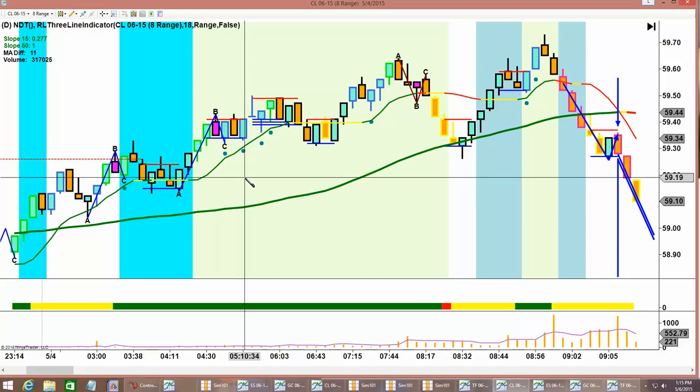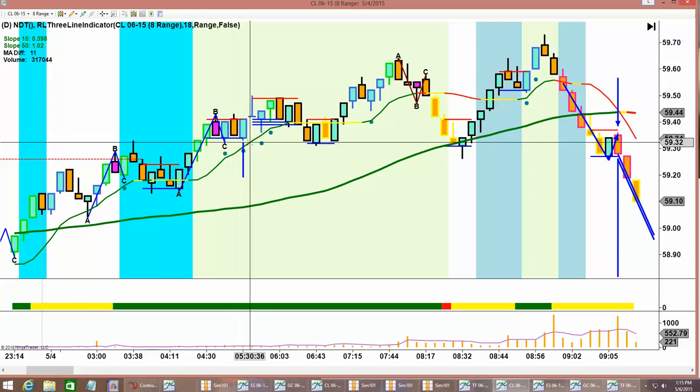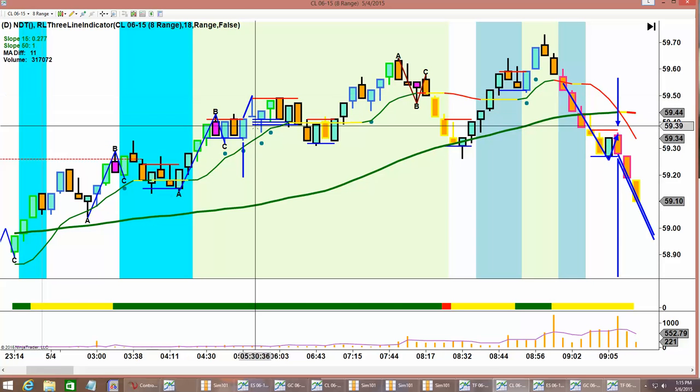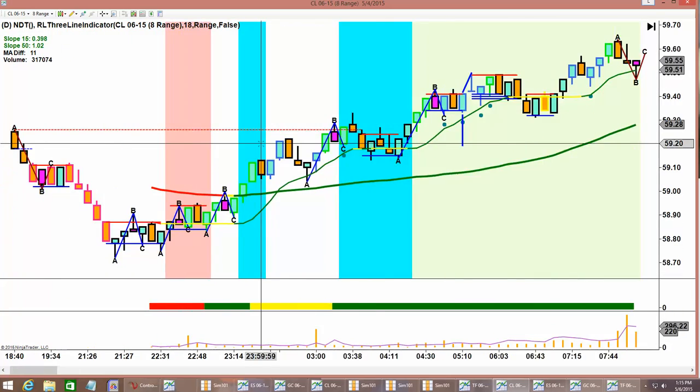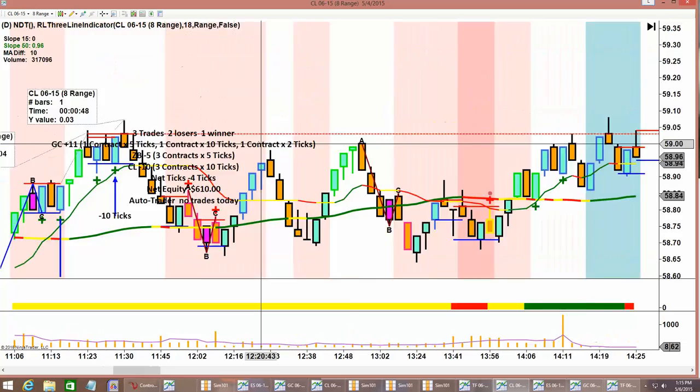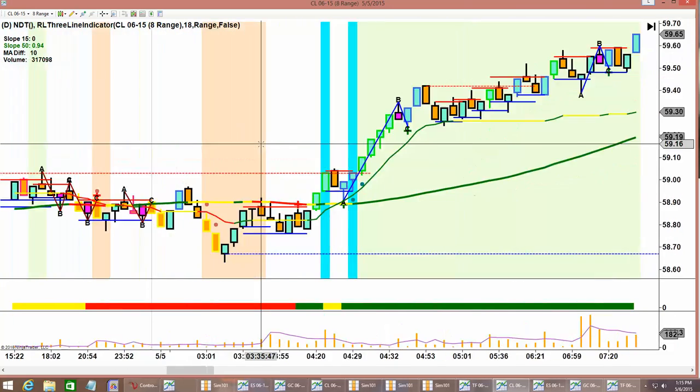This is a terrific long. This is 5 o'clock in the morning, but consolidation into support, quant confirmation, move up, small win. So I just want you to see how important the quant line is.